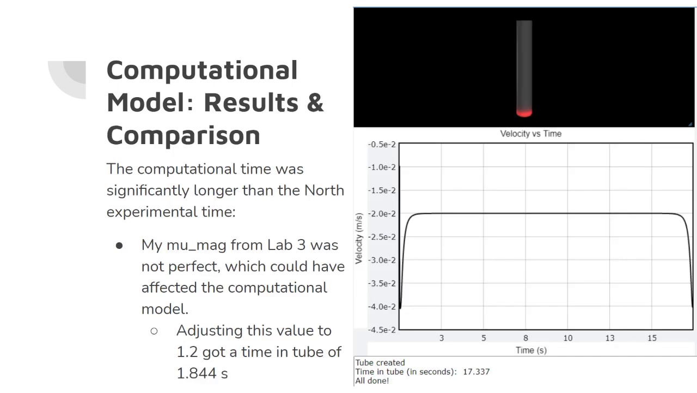And then for our computational model, we actually got a time in tube of 17.377 seconds, which is far longer than it should be. So some of this could be attributed to human error in the experiment, maybe not dropping the magnet correctly, but more than likely it's because my mu mag from lab 3 was not perfect, which definitely affected the computational model. And when I adjusted this value to 1.2, I got a time of 1.844 seconds, which is much closer to what it looks like in the experiment.